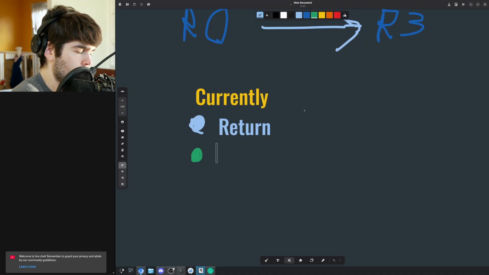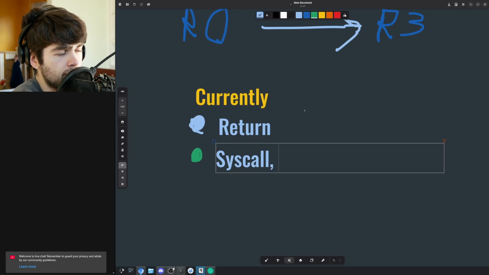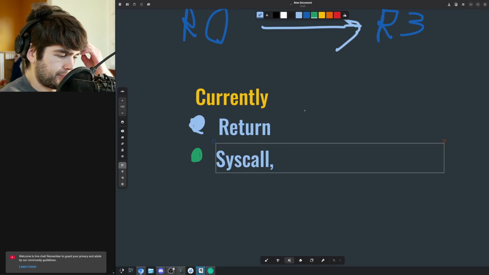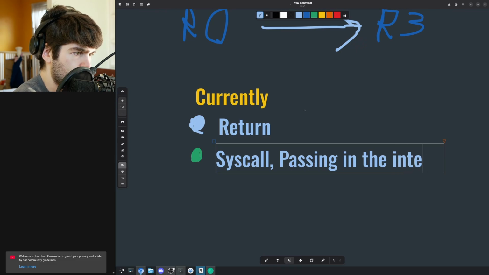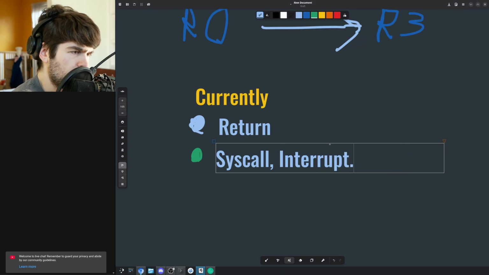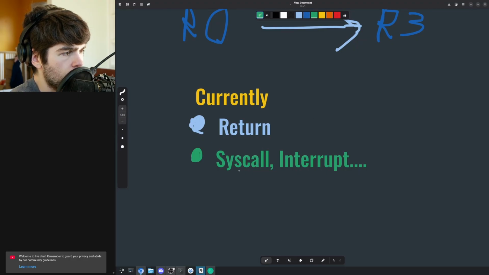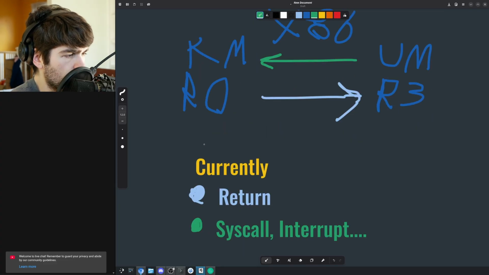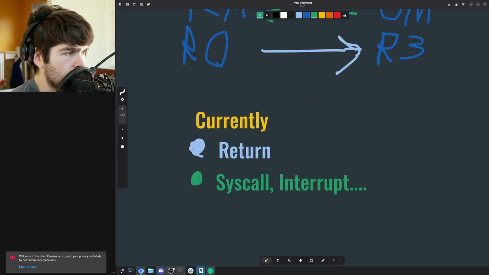It would be calling a syscall, there could also be passing by an interrupt, and there's some others that I don't know. Let's put it in the right color. So when you want to switch from user mode to kernel mode, there are these ways. When you want to switch from kernel mode to user mode, there's this way.